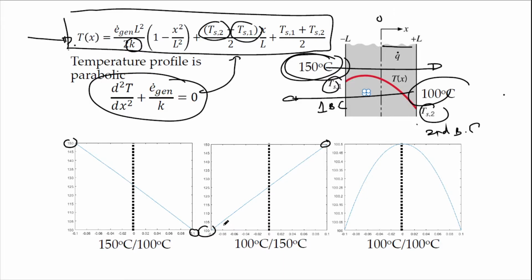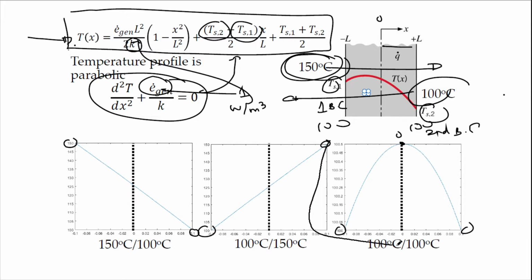Alright, if you want to see the effect of heat generation, we keep both walls the same. So 100 on the left and 100 on the right. With heat generation, you can see a parabolic profile. The maximum temperature will be at the center of the wall, or datum. I assume E gen to be 1 watt per meter cube, and then I plug it back in the equation. So this is what you will get if you have both walls at the same temperature, plus heat generation.